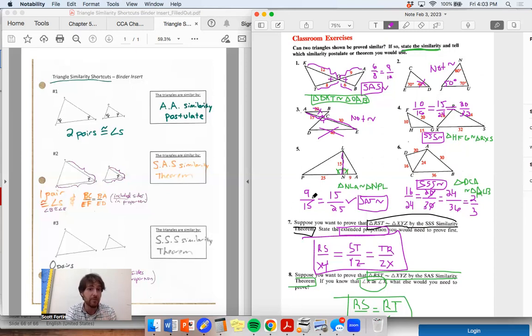Right, 9 divided by 3 is 3. 15 divided by 3 is 5. 15 divided by 5 is 3. 25 divided by 5 is 5, right? That's a 3-to-5 ratio, okay? We're good to go. We have side lengths in proportion.